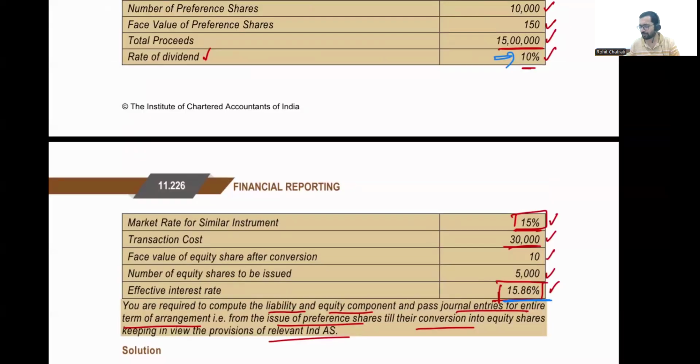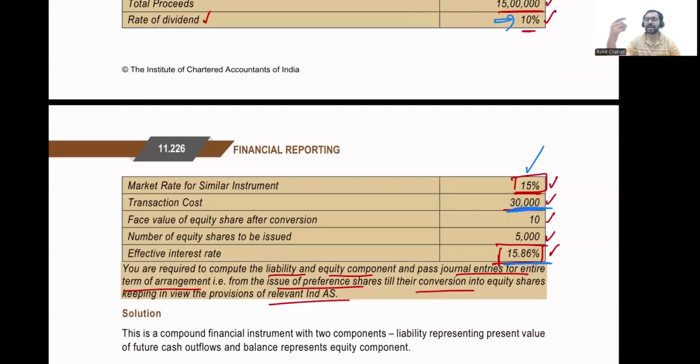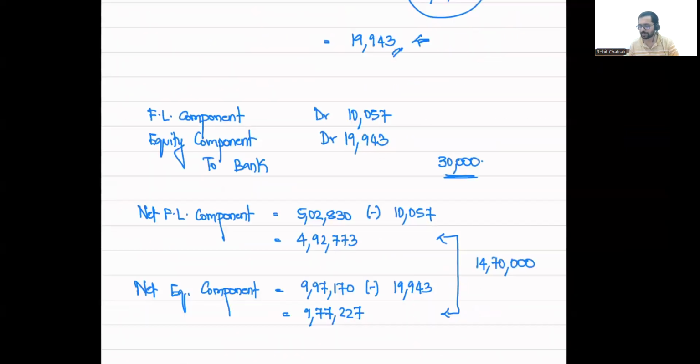Why do we have an effective interest rate of greater than 15 percentage? The answer is because we actually had transaction costs. If there were no transaction costs, then interest would also be recognized at the market rate of the instrument. Because we have incurred transaction cost, we are recognizing interest at a higher rate.